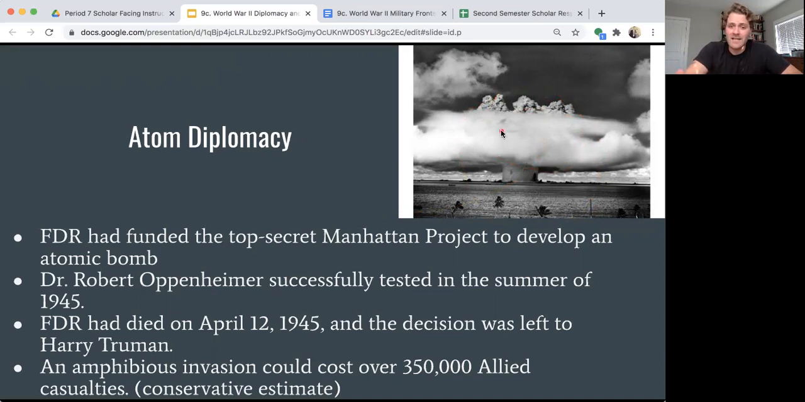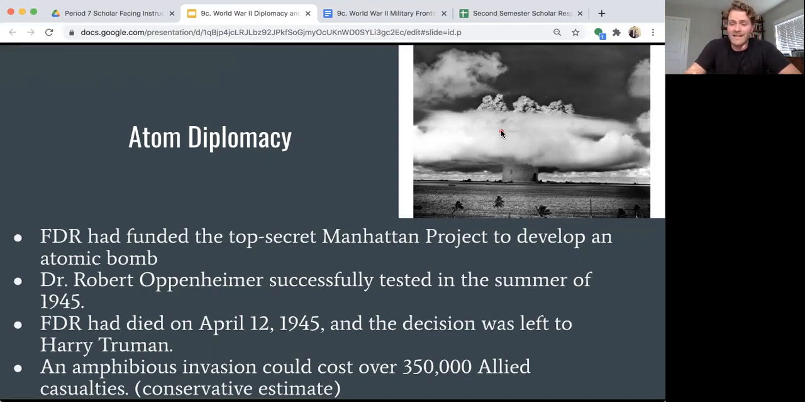Now, by the time it's tested, FDR has recently died. Now Harry Truman, who just takes on the White House, right? It's like, oh, we're fighting a two-front war, and I have this new bomb, and I just showed up here. I don't know what the hell is going on. Not quite as bad of a situation as our boy Martin Van Buren, who shows up in the White House right when the Panic of 1837 starts, but still, he's left in a challenging situation to make such a drastic decision.